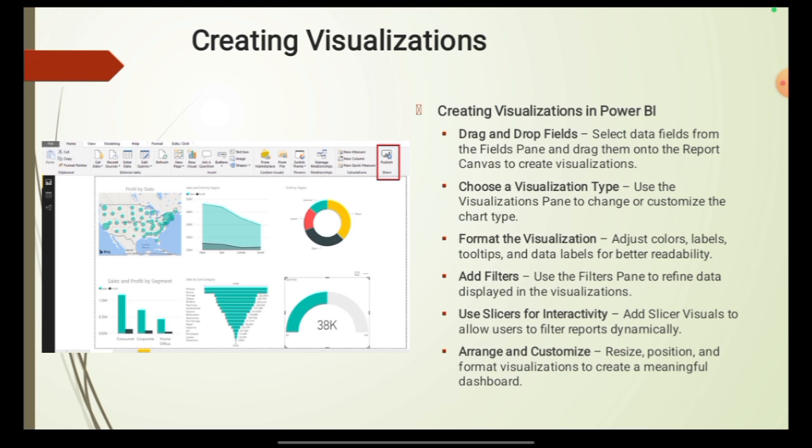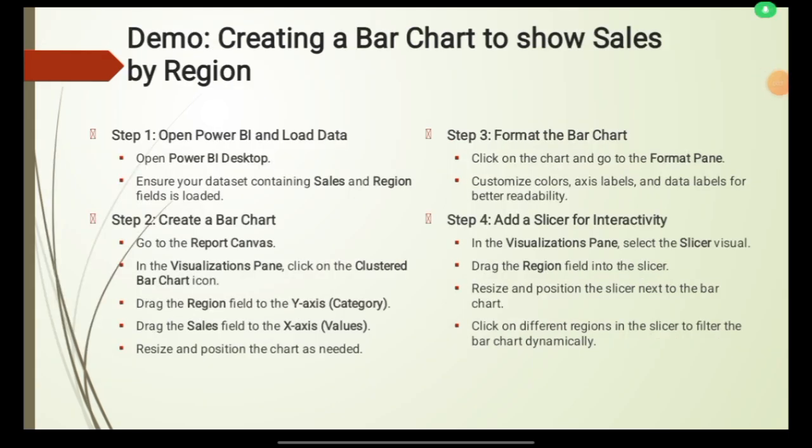Now let us move to the next. In this particular slide, we will be discussing in detail the demo, creating a bar chart to show sales by region. We will first read out the details that are mentioned over here and then discuss it. Step 1. Open Power BI and load data. Open Power BI Desktop. Ensure your dataset containing sales and region fields is loaded.